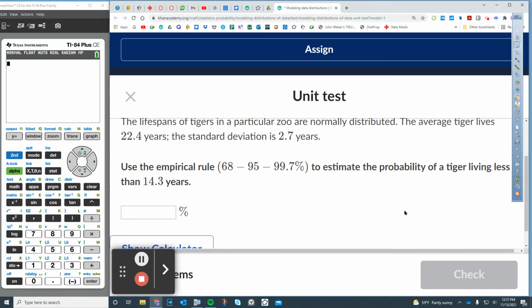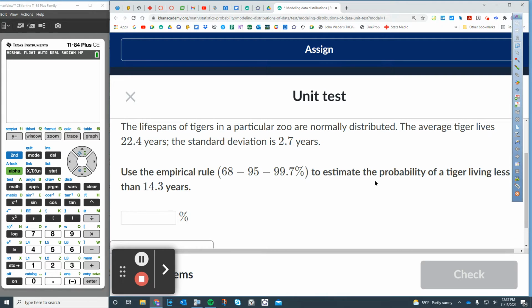So the lifespan of tigers, all right? The lifespan of tigers in a particular zoo are normally distributed. The average tiger lives 22.4 years. The standard deviation is 2.7. Use the empirical rule. This is an important clue. Use the empirical rule to estimate the probability of a tiger living less than 14.3.